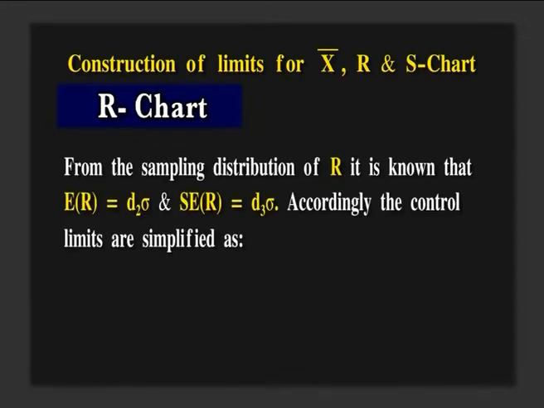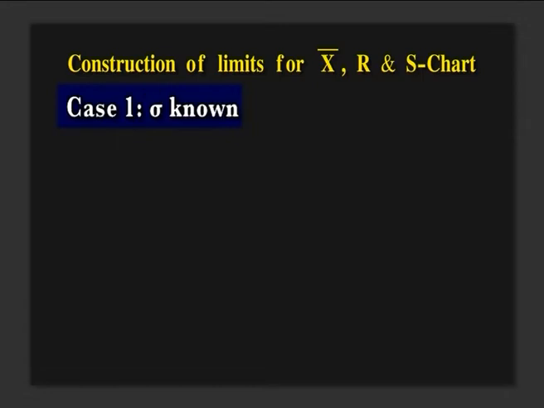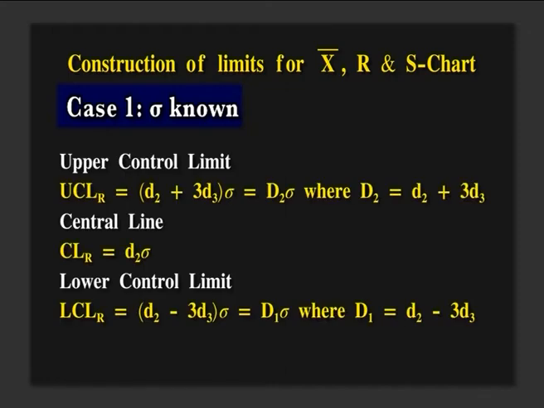From the sampling distribution of R, it is known that expected value of R is equal to d2 sigma and standard error of R is equal to d3 sigma. Accordingly, the control limits are simplified as, case 1, sigma known. Upper control limit is given by d2 plus 3 d3 sigma, that is equal to D2 sigma, where D2 is equal to d2 plus 3 d3.